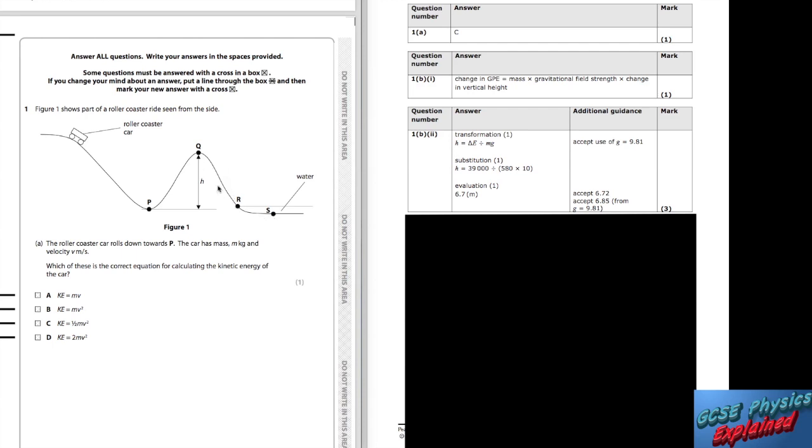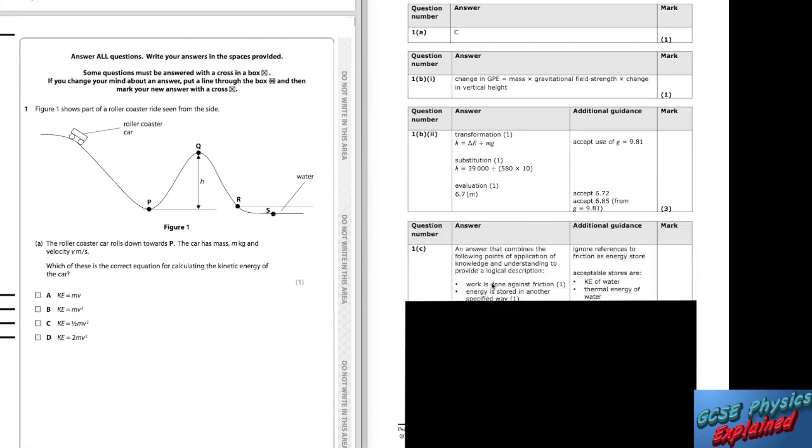So at R, it's going to have a lot of kinetic energy. It's going to hit the water, and the kinetic energy is going to turn into heat energy in the water, kinetic energy in the water, and gravitational potential energy of water because it's going to fly up. And all of that is because work is done on the car by friction.